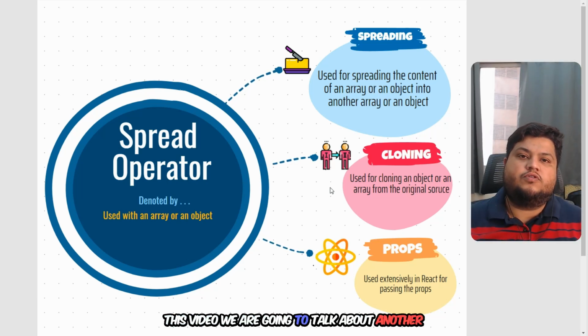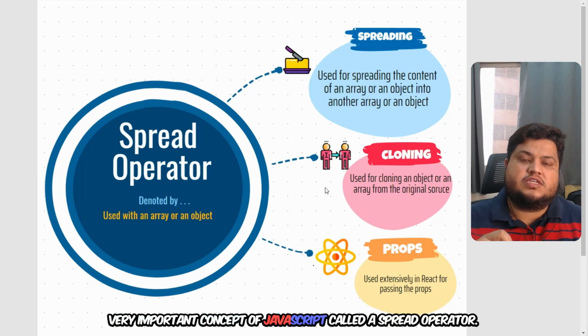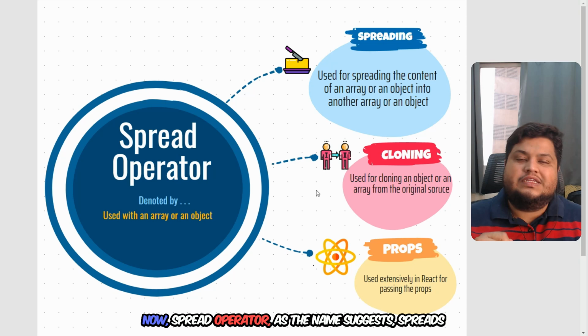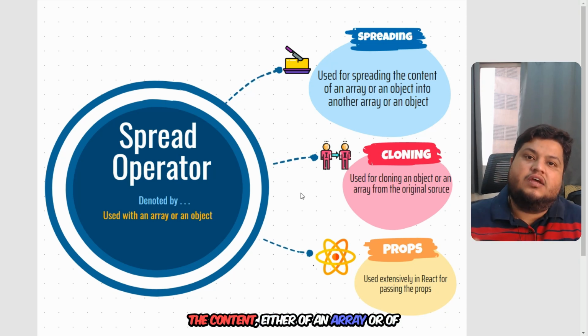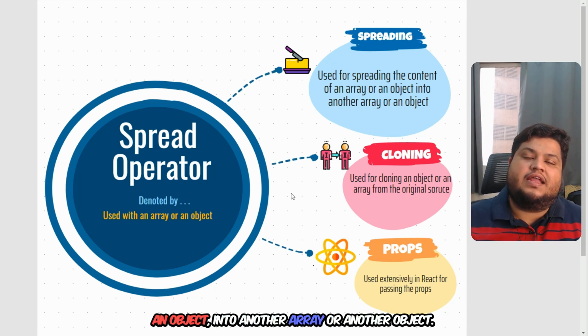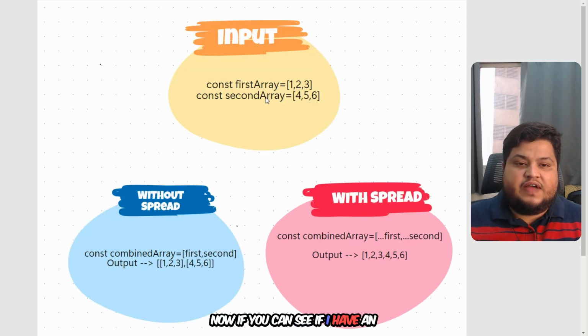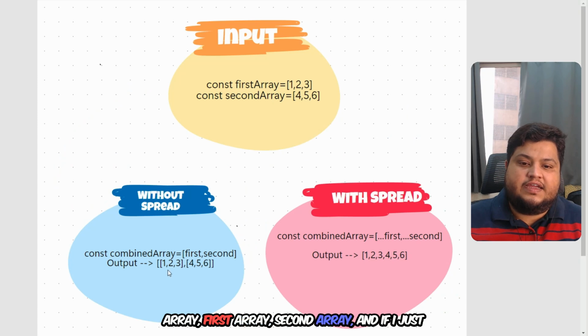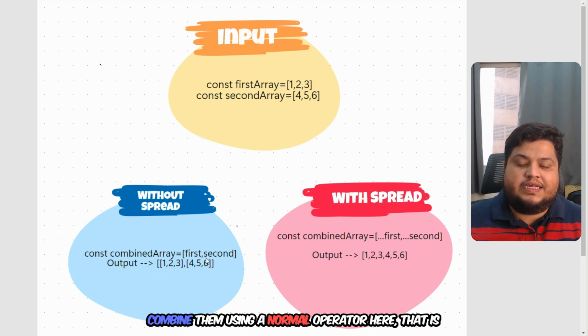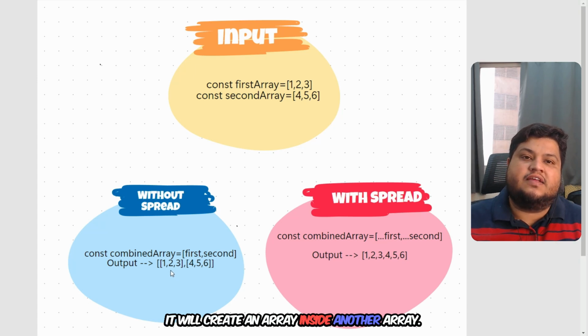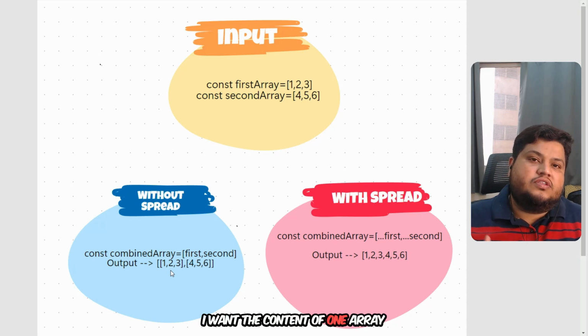In this video we are going to talk about another very important concept of JavaScript called the spread operator. Now, the spread operator, as the name suggests, spreads the content of either an array or an object into another array or another object. If I have a first array and a second array, and I combine them using a normal comma inside an array, you will see it creates an array inside another array. I don't want that. I want the content of one array to be spread into the second array.